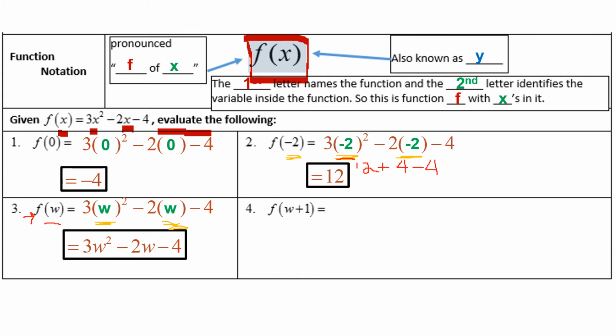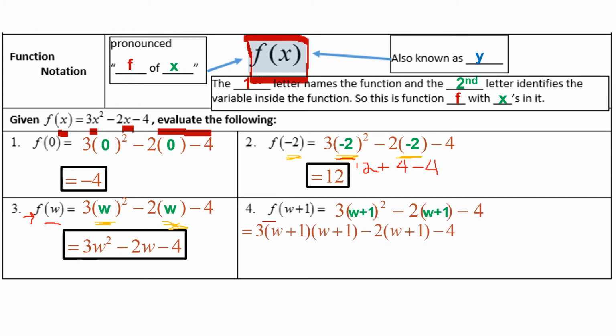Well, the next one, excuse the bell, sorry. The next one is f of w plus 1. Well, what is the name of the function? Well, the function is f. So what we're going to do is we're going to rewrite f but we're not going to have any x's. We're going to open up parentheses. So what we're going to do, we're going to drop in w plus 1 in each set of parentheses.